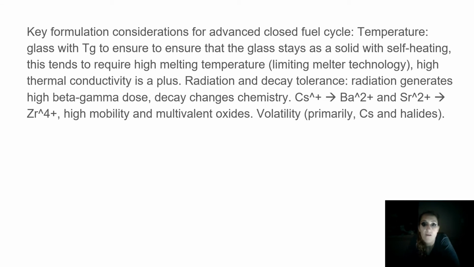Key formulation considerations for an advanced closed fuel cycle: temperature, glass with TFG to ensure that glass stays as a solid with self-heating. This tends to require high melting temperature, limiting melter technology. High thermal conductivity is a plus. Radiation and decay tolerance: radiation generates high beta gamma dose, decay changes chemistry, cesium to barium and strontium to zirconium, high mobility and multivalent oxides, volatility, primarily cesium and halides.